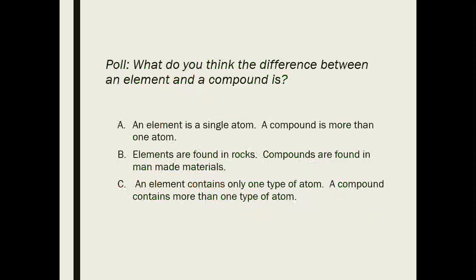So, what do you think is the difference between an element and a compound? Is it that an element is a single atom and a compound is more than one atom? Is it that elements are found in rocks and compounds are found in man-made materials? Or is it that elements contain one type of atom and compounds contain more than one type of atom? Well, the correct answer is C.